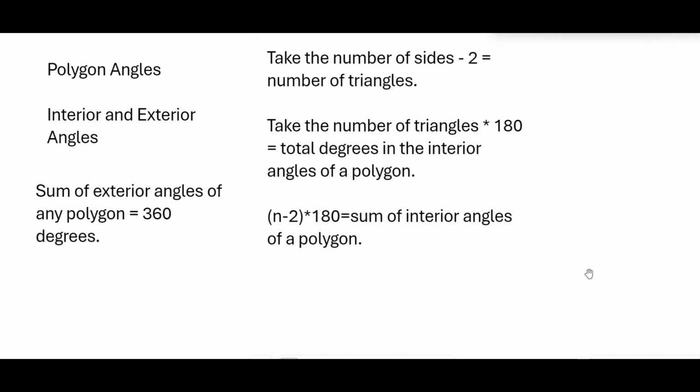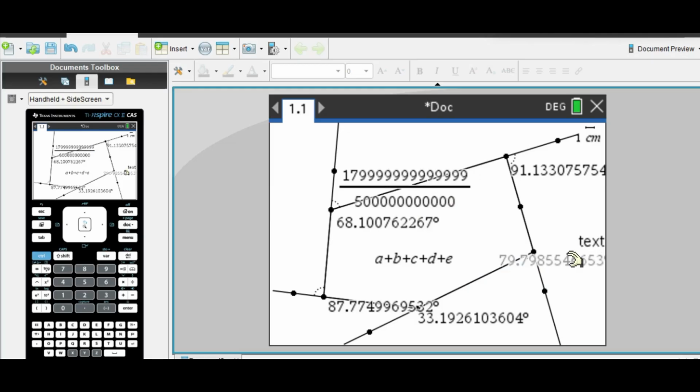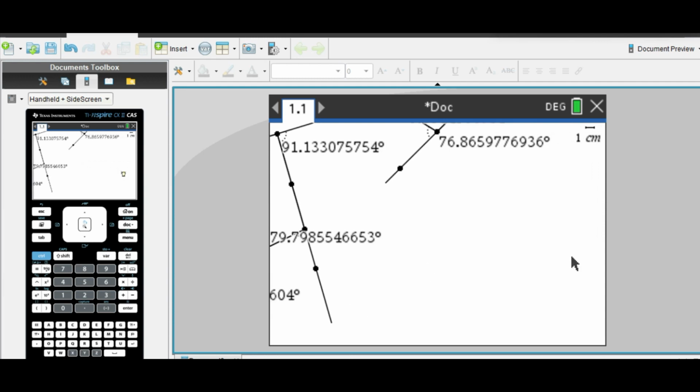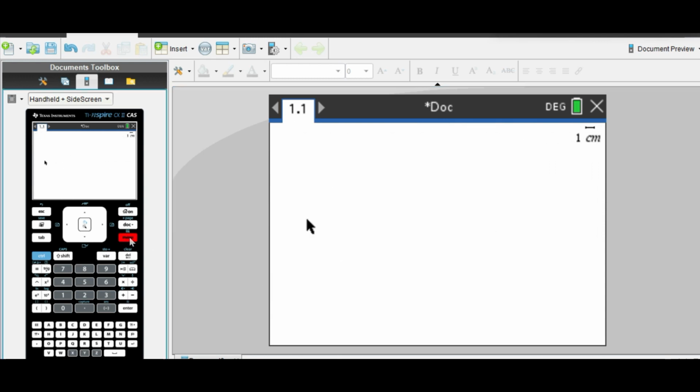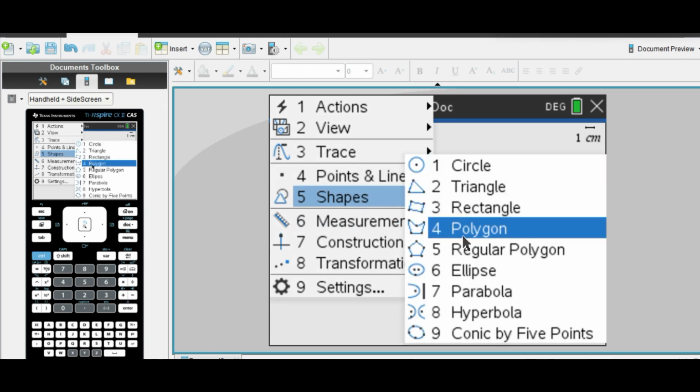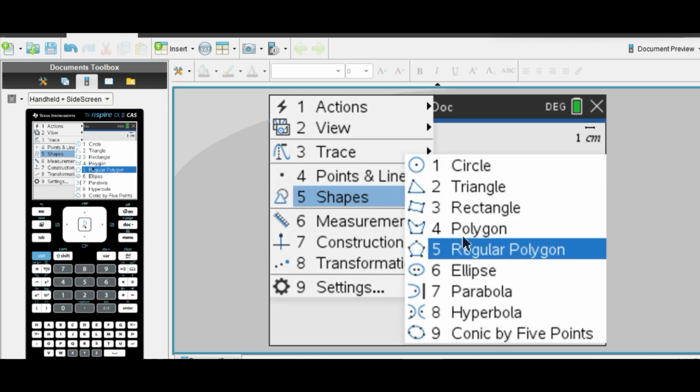Okay? Let me show you what a regular polygon looks like, because it's a bit different, okay? With that polygon tool, you might have noticed when I was in here in the calculator and I grabbed the shapes tool that there's actually this polygon and then there's a regular polygon. Okay, they're different objects. So I want you to take a look at the difference between a polygon and a regular polygon.